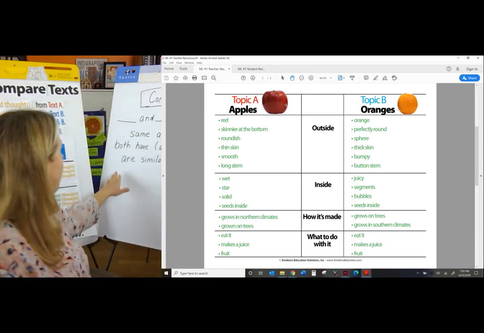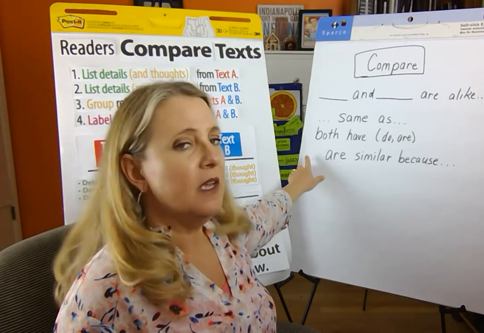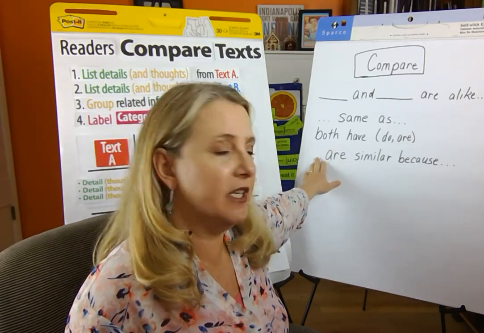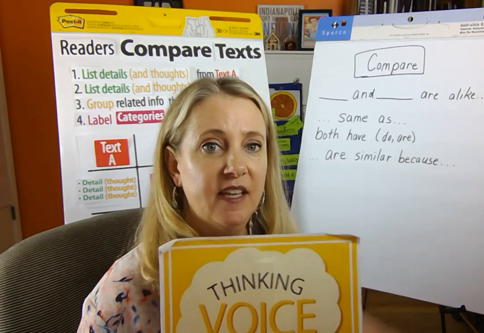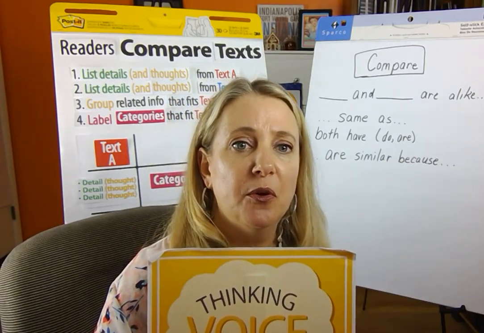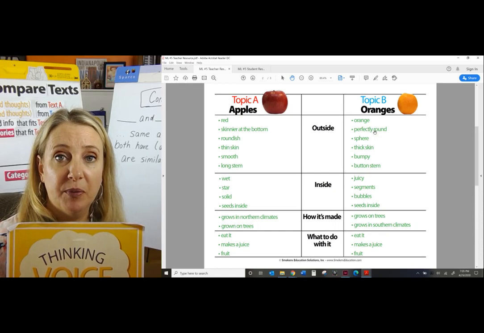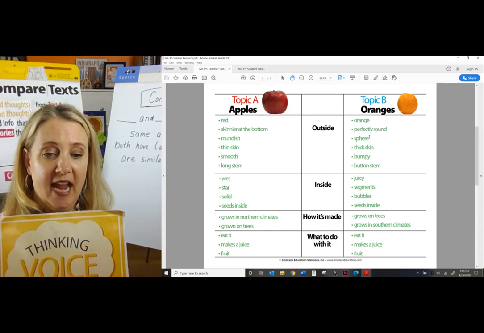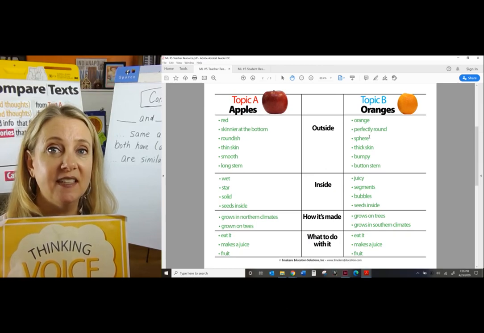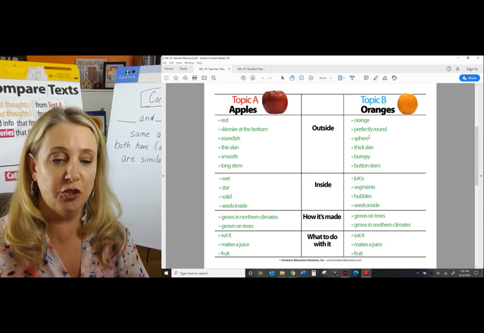So how could I say that? Apples and oranges are similar because they are both round in shape. We even use that word, roundish and round. And so that's how I could write it in a sentence using my transition words.